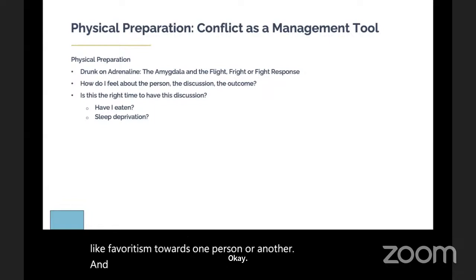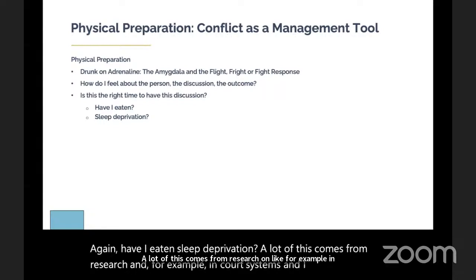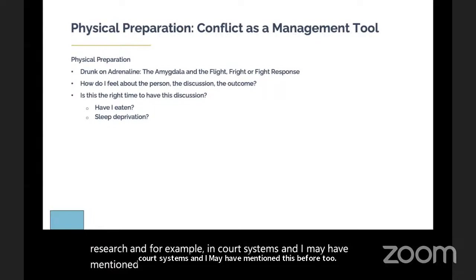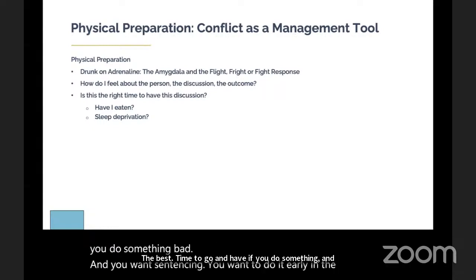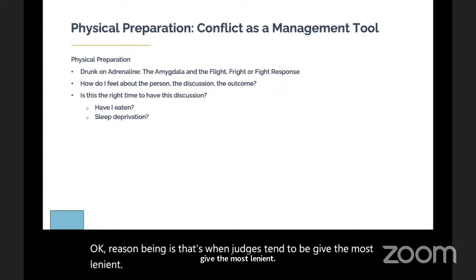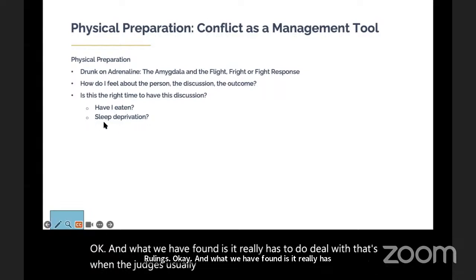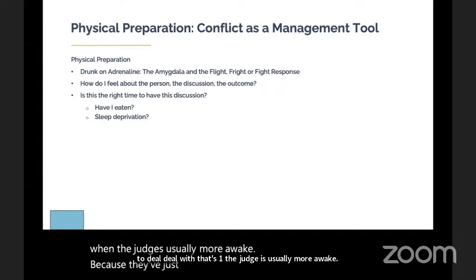And is this the right time to have a discussion? Again, have I eaten? Am I sleep deprived? A lot of this comes from research in, for example, court systems, and I may have mentioned this before too. If you want sentencing, the best time is early in the morning or between 1 and about 3 p.m. The reason is that's when judges tend to give the most lenient rulings. What we have found is that's when the judge is usually more awake because they've just eaten and nourished themselves.